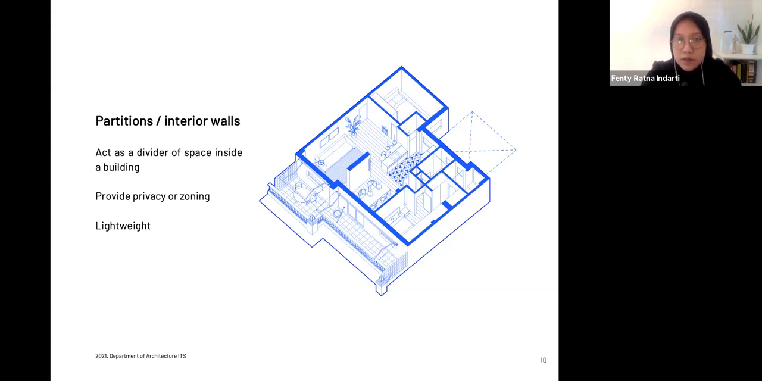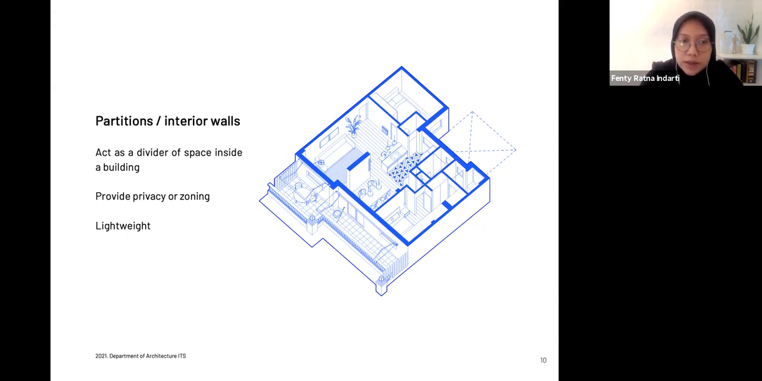That's why I mentioned here that it will provide privacy or zoning, because some people will have a specific activity. For example, now I believe that you have your own room, and you are in your own room, or maybe in the study room. So a partition is needed to define the place, and it provides some type of area so that you have a specific area or room.